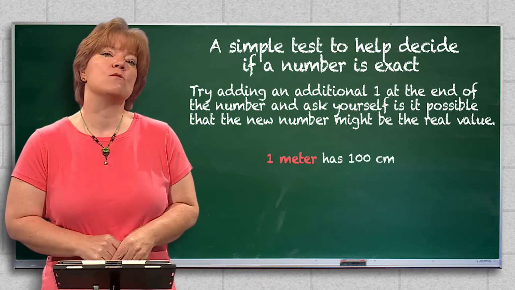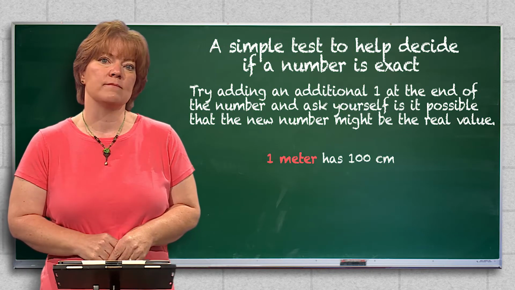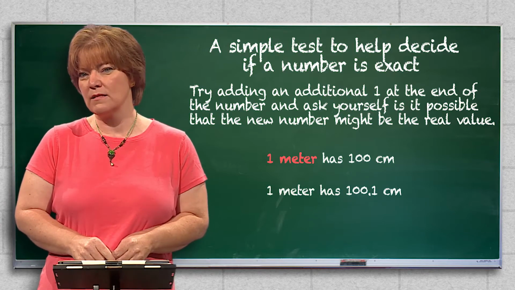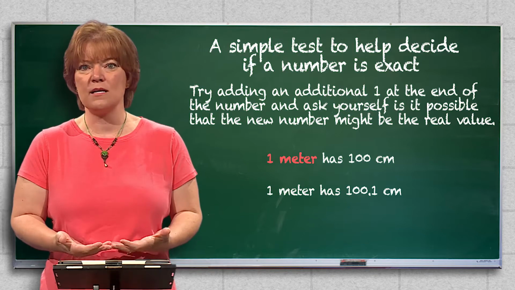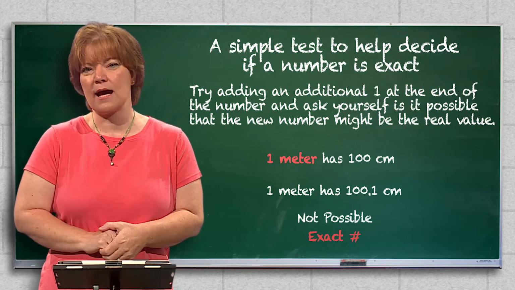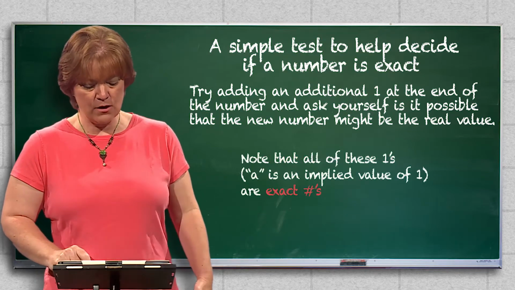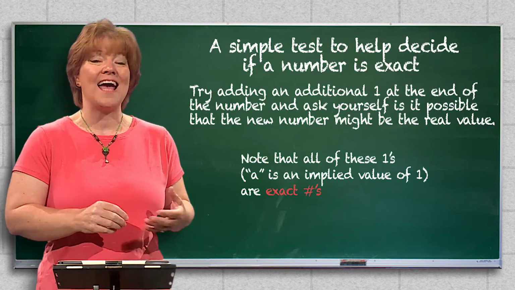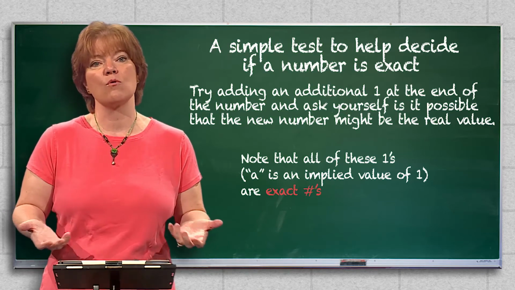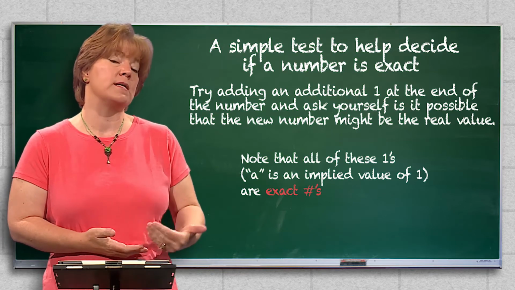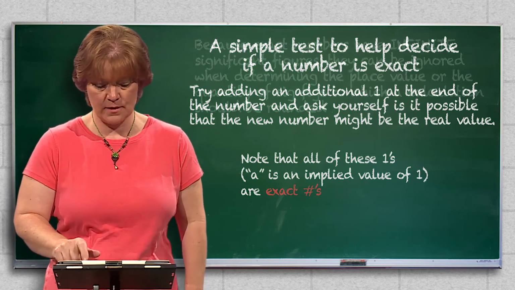Another example is that 1 meter has 100 centimeters in it. Is it possible that that meter has 100.1 centimeters in it? No. We define a meter being exactly 100 centimeters. So this is another example of an exact number. And just to be clear, the ones in all these cases, the 1 milliliter of alcohol, sample A indicates the number 1 as well, those all would be considered exact numbers. So the ones would be exact in those instances.